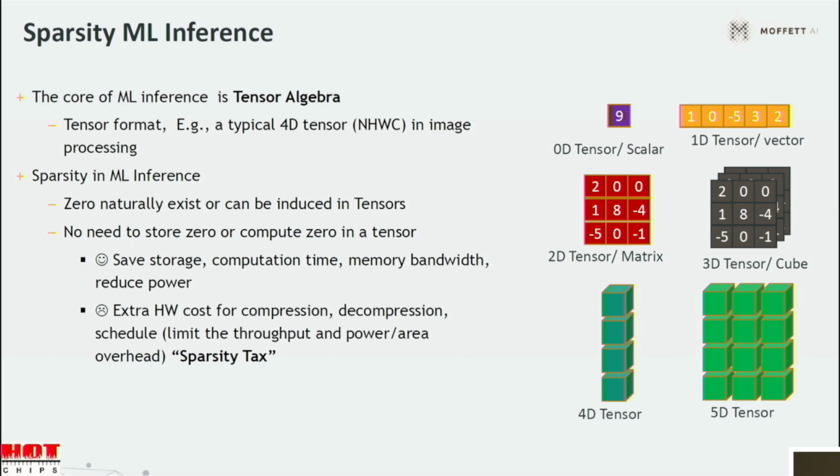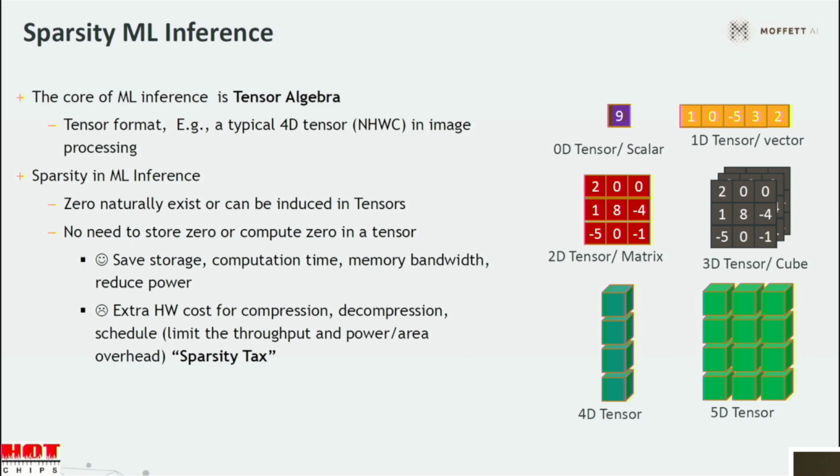Sparsity is a very nice feature to have because we don't have to store the zeros, and also we don't have to compute zeros in a tensor. So it has a lot of benefits, including saving storage, saving computation over clock time, reducing the memory bandwidth and capacity requirement, and also reducing power. But it all comes with overhead. This is called the sparsity tax.